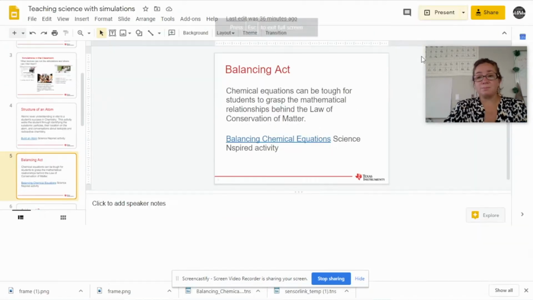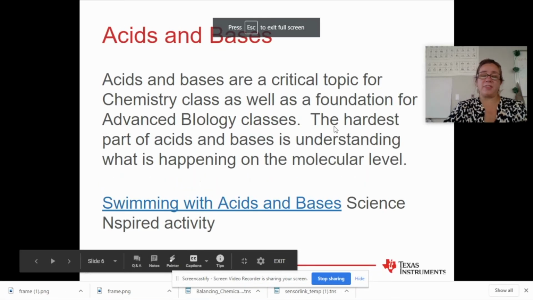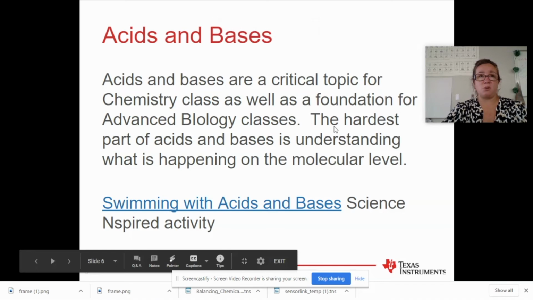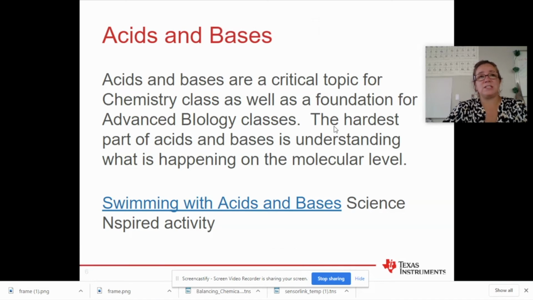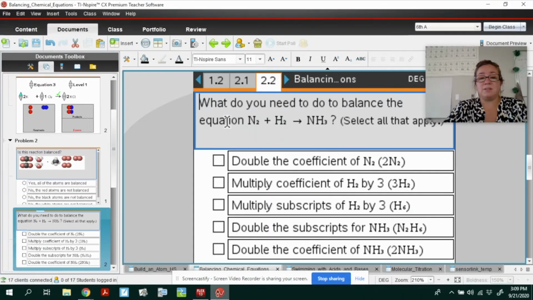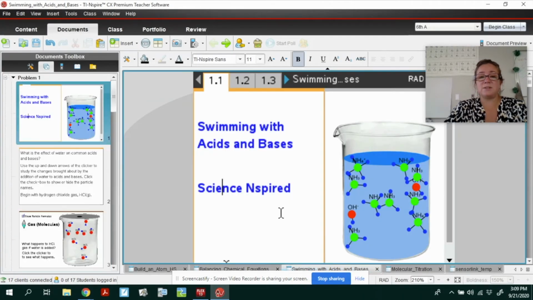Another simulation for me, an area that students often find and struggle with is acids and bases. It is a huge foundation for advanced biology and advanced chemistry classes. And if a student doesn't understand what's happening on the molecular level, then we're in trouble. So the first one that we're going to do is called swimming with acids and bases. Swimming with acids and bases looks at putting acids in water and bases in water and what happens when they dissociate or break up.